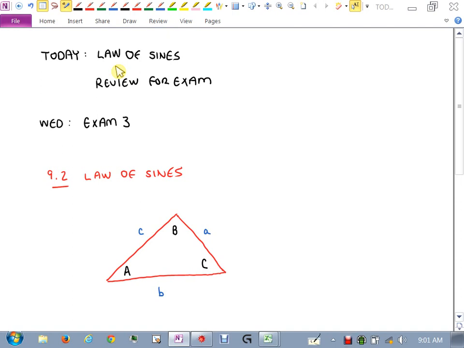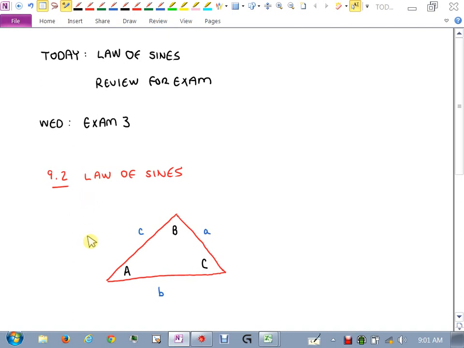Okay, so the law of sines is basically a formula. It is not on your formula sheet. All right, it's not on here. And what I'll do is allow you to write it on the back of the sheet. All right, law of sines. But let me tell you where it comes from.